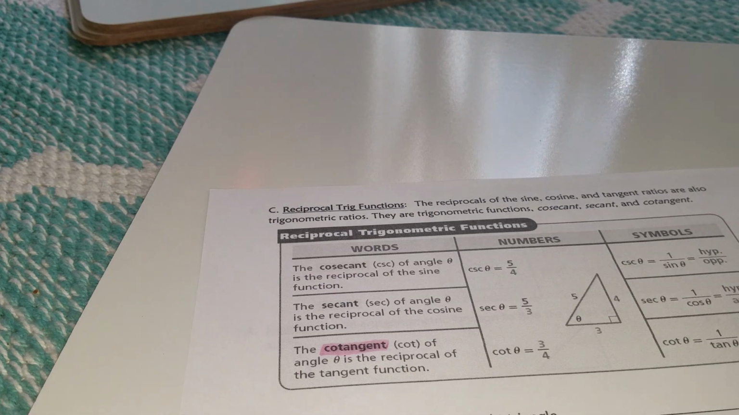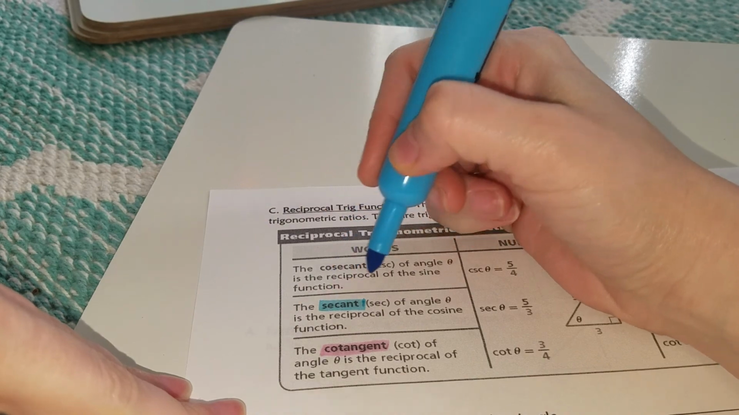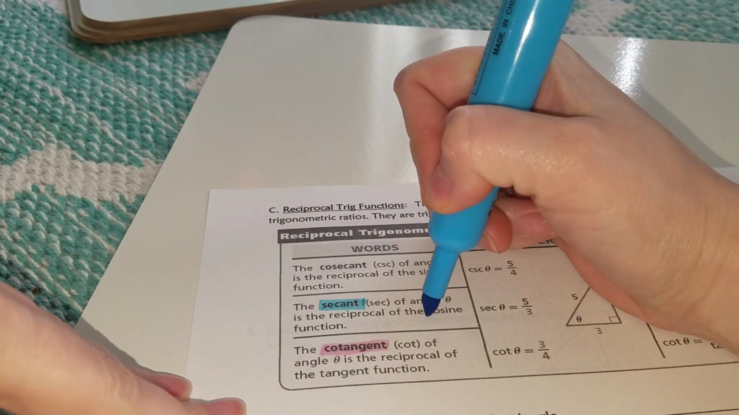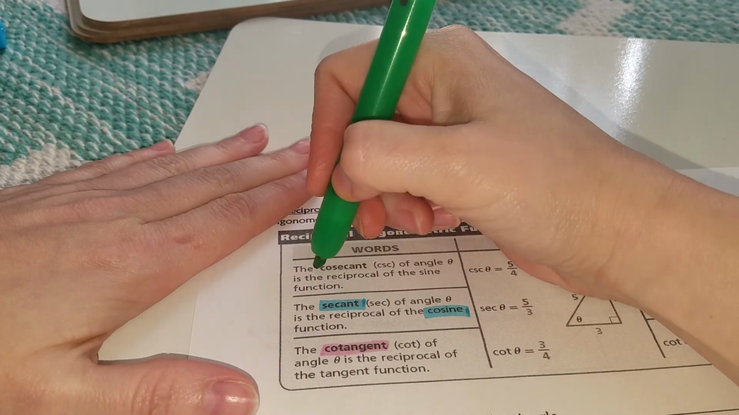Reciprocal, the definition is when you multiply a value by its reciprocal, you get 1. A lot of times we think of it as 1 over the function. So the secant is the reciprocal of cosine. The cosecant is the reciprocal of sine.